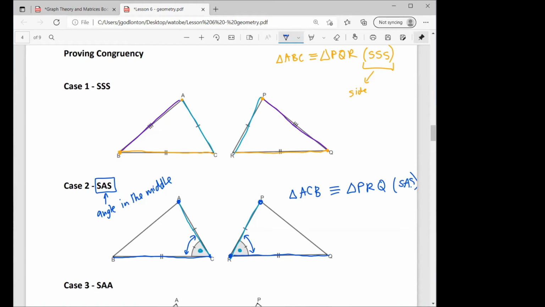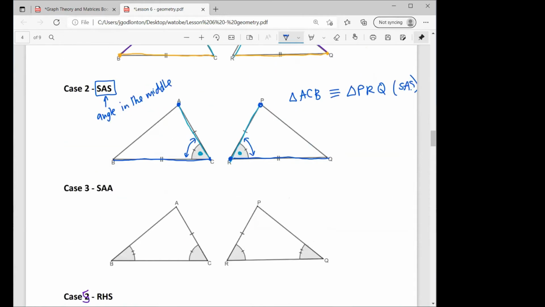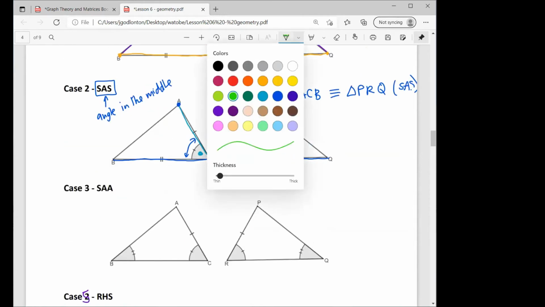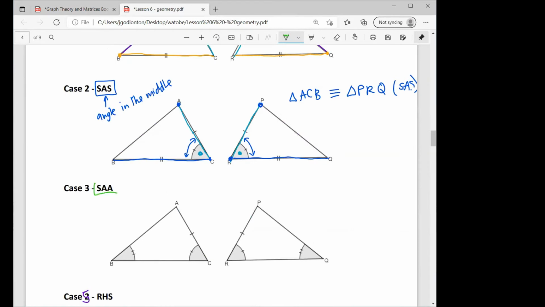Okay, so that's our second proof. Don't panic about these just yet. We will talk about them and we will do the proofs. Third one, side, angle, angle. Now these angles have to be corresponding to each other. What I mean is this angle is at the base of line AC, and that line is the same at the base of PR. So when I'm saying corresponding, it means they're in the same position, even though they're in 2 different triangles. That's what corresponding is telling us.